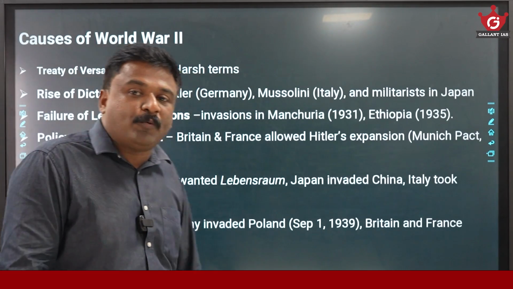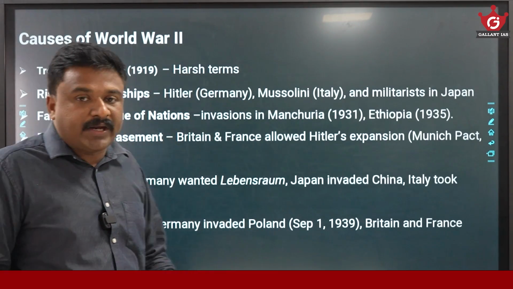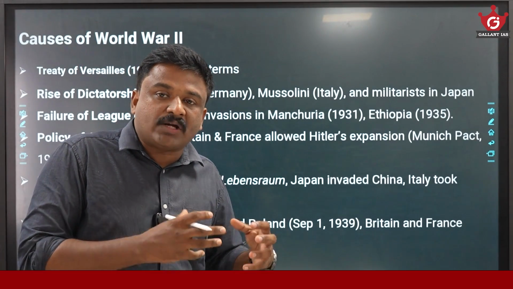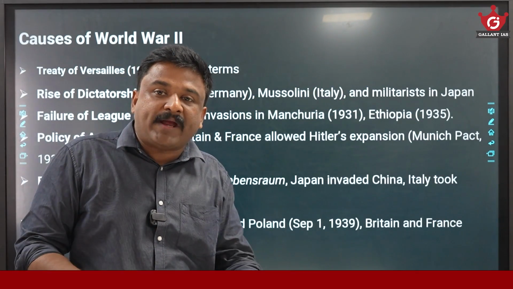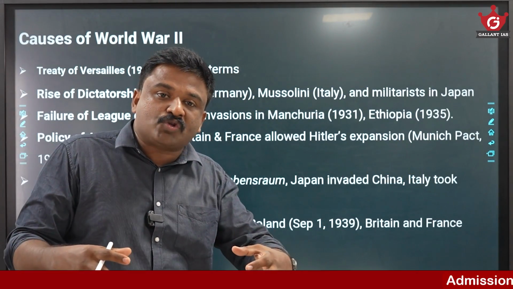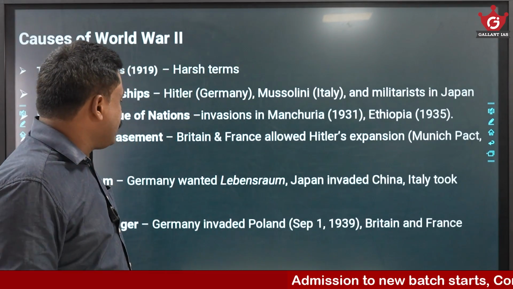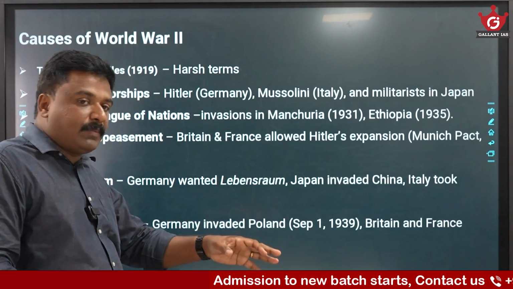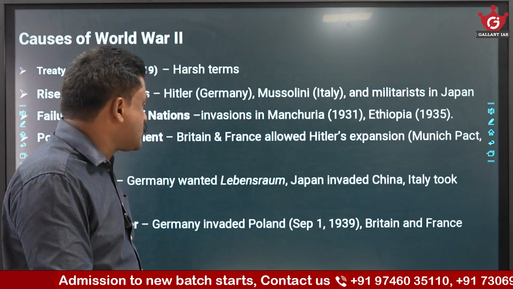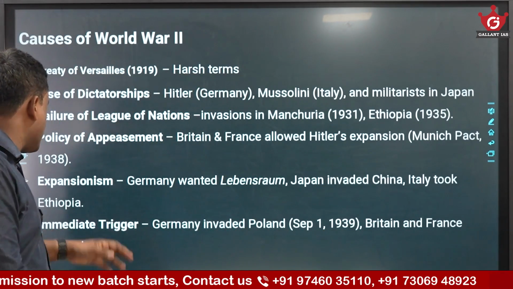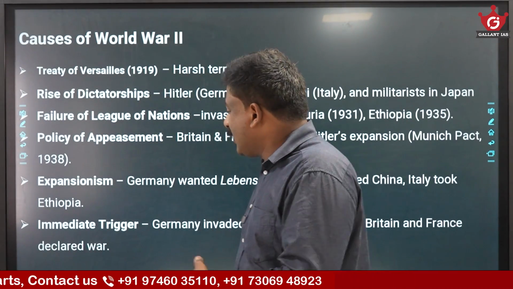Expansionism. Germany followed a policy called Lebensraum. Lebensraum means living space. Hitler promised we will be going for territorial expansions. We will bring back all these Germans. We will facilitate a heaven land for these Germans. So he focused on territorial expansions. Neighboring portions were invaded, creating living space for Germans. Then Japan invaded China, and Italy took Ethiopia. So territorial expansion is another reason for World War II.